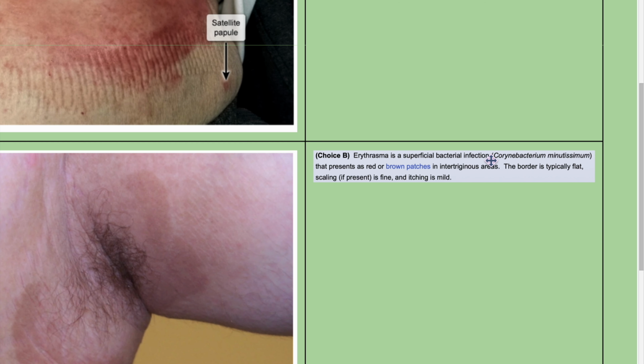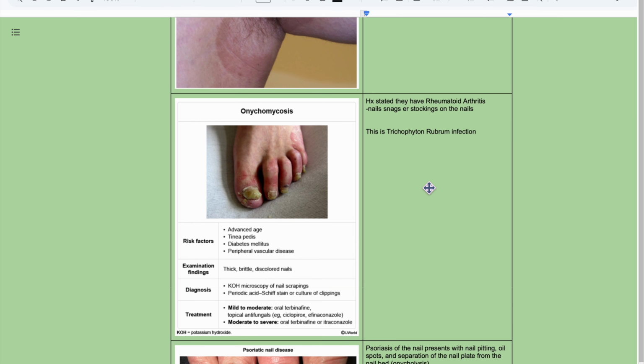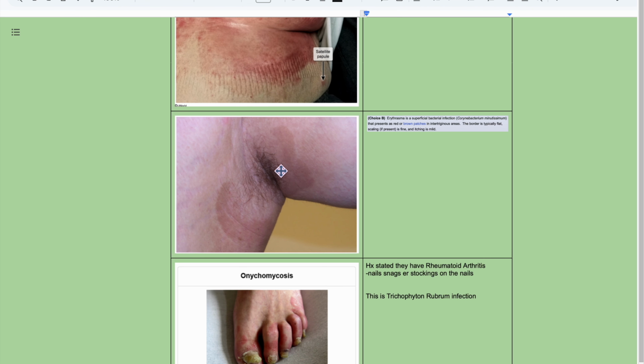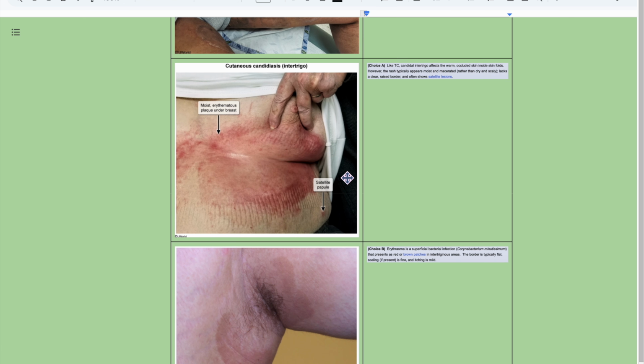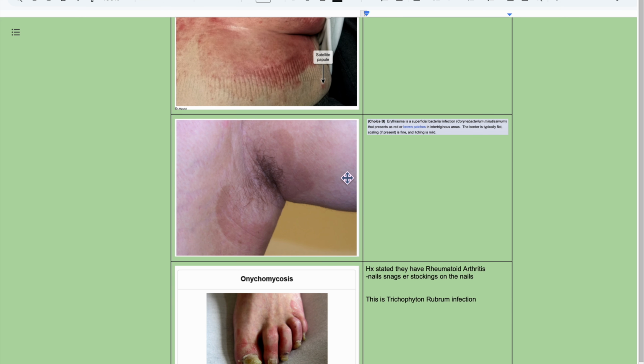Erythrasma is a superficial bacterial infection, Corynebacterium, whatever that is, that presents as red or brown patches in these intertriginous areas. The border is typically flat, scaling if present is fine, and itching is mild. Okay, again, this was choice B, so it wasn't tested on. Neither was this, because choice A is right there, so this wasn't tested on either. It's just there, FYI.